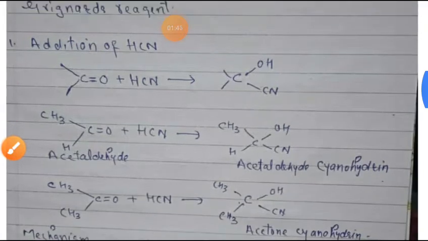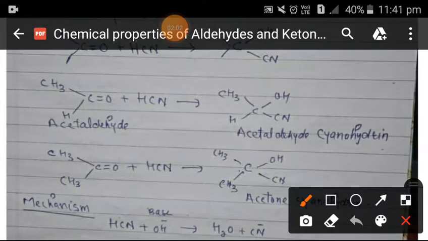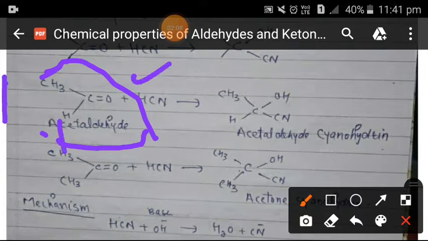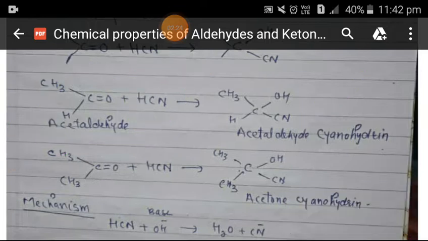Cyanohydrins are important synthetic reagents, and further we will see how alpha hydroxy acids and alpha amino acids can be prepared from the cyanohydrin. Okay. So first of all, we will take one example. Here is acetaldehyde, one of the aldehyde group compounds. When we treat this acetaldehyde with hydrogen cyanide, the product formed is acetaldehyde cyanohydrin. Clear?